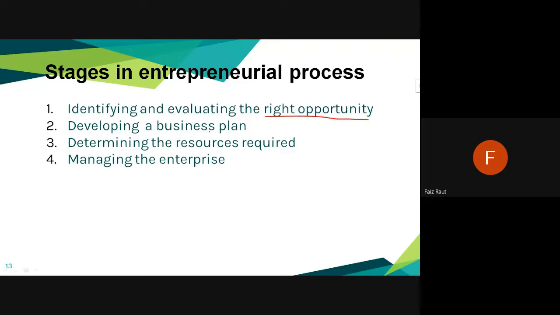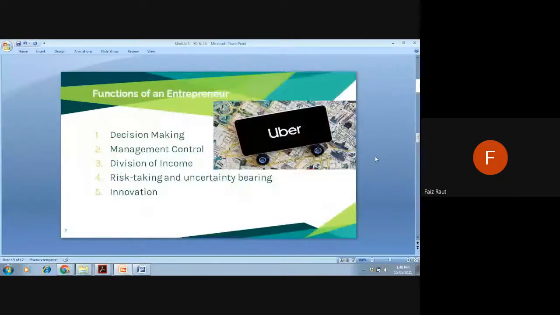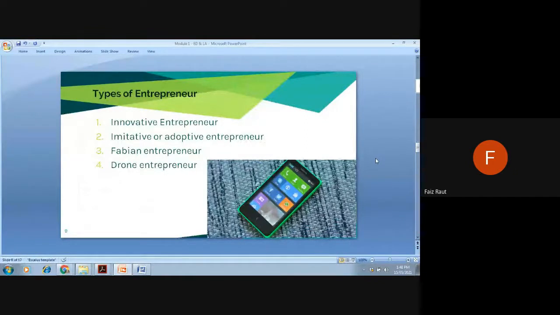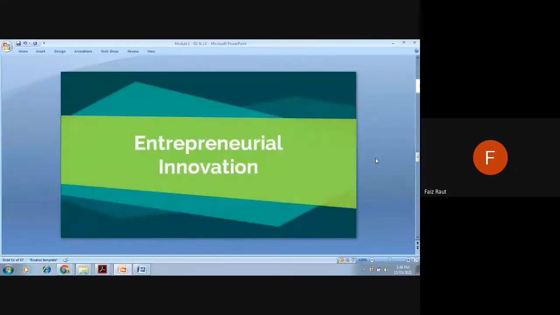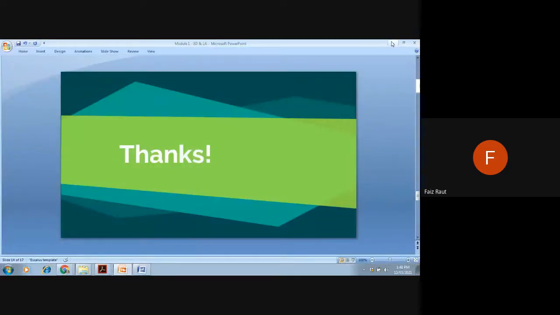Right opportunity क्या है, how to develop a business plan, determining which resources are required when, and how to manage an enterprise. Okay, so that's all for this lecture. So we discussed basically what are the types of entrepreneurs, how we can get an idea, and Lamborghini. Okay, and the stages, then yeah, that's it.